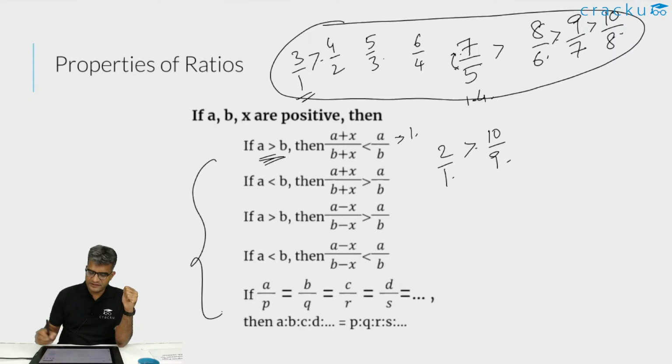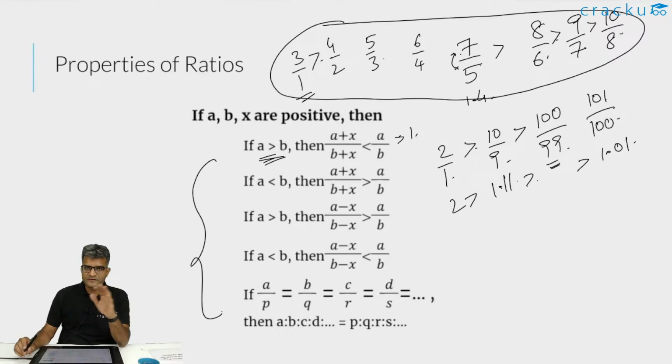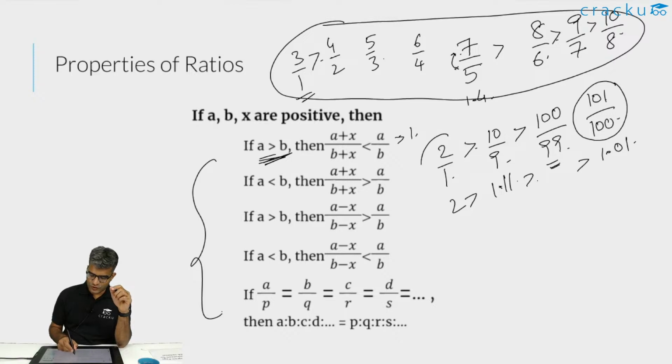So this is greater. Similarly, if you are continuing to add from 10 by 9, if you are adding say 90 to the numerator and denominator, you are going to get 100 divided by 99. This will be very close to 1 and so on. For example, if you are adding one more, you are going to get 101 divided by 100. This is 1.01. This is 1.11 and this is 2. So always remember that if A is greater than B, if the numerator is greater than the denominator, and you are adding equal terms to the numerator and denominator, the value of the fraction decreases. Like over here, 101 by 100 is less than 2 by 1.